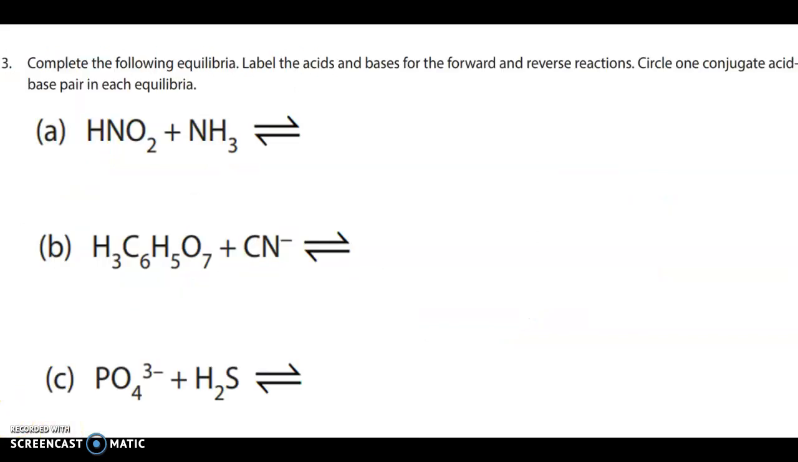Okay, so here we have to complete the equilibria. You have to write the products out, label the acids and bases for forward and reverse, and circle one conjugate acid-base pair in each equilibria. You can pause this video and give this a try. There's 3 here, I believe, and see how you do.